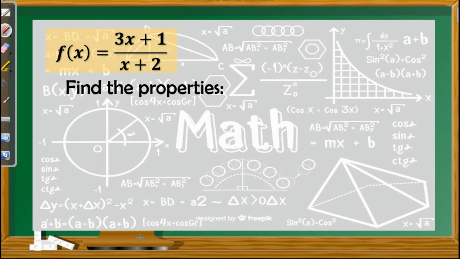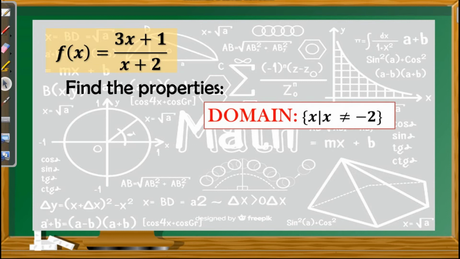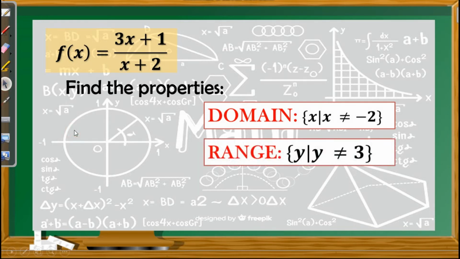For the domain, let us equate the denominator x plus 2 to 0, and therefore we'll be able to get a value that is -2. And for the domain now, it is the set of x such that x is not equal to -2. For the range of this function, we can base it on the HA. So here, as we can see, the degree of the numerator is the same as the degree of the denominator. So the HA is the quotient of the coefficient 3 over the coefficient 1. 3 over 1 is 3. Therefore, the range here is y not equal to 3.